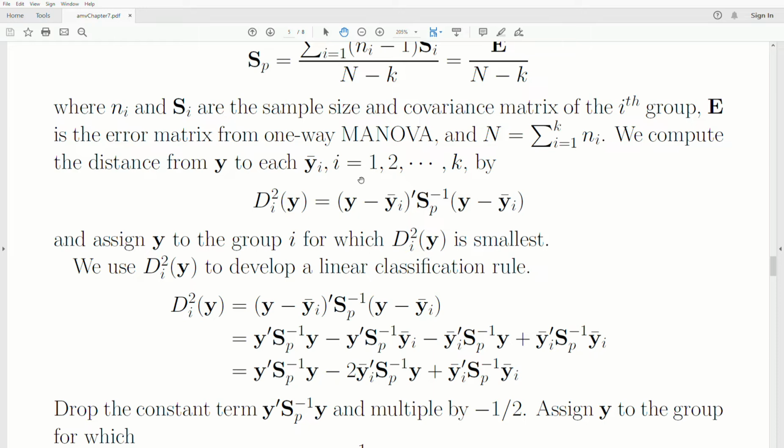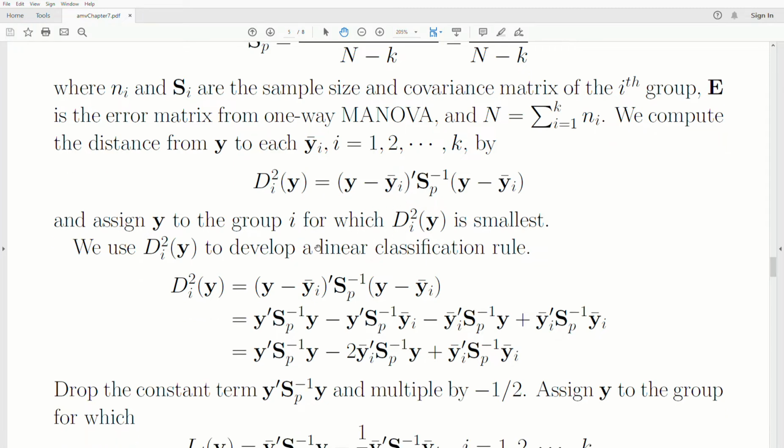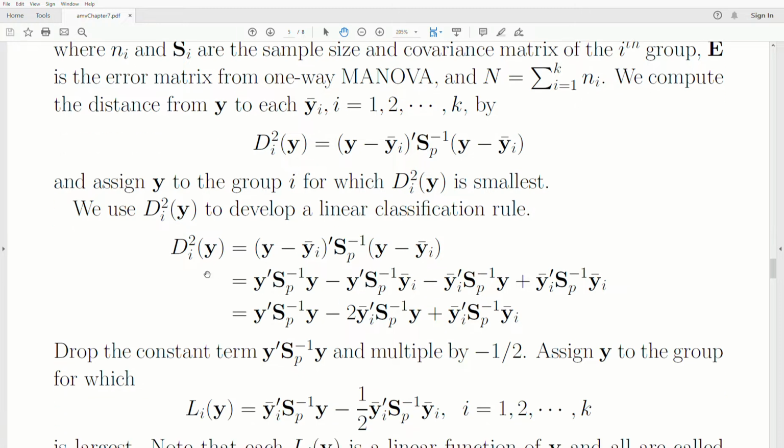Now, to me, this is quadratic, but I introduced this as a linear classification rule. And so to show that it is linear, what we do is we change this a little bit. So here it is in this line, we multiply it out. So it ends up being this line here. Now, since they're all numbers, we can take the transpose and it doesn't change it. So this number in the middle, we can transpose it, and then we get two of them.